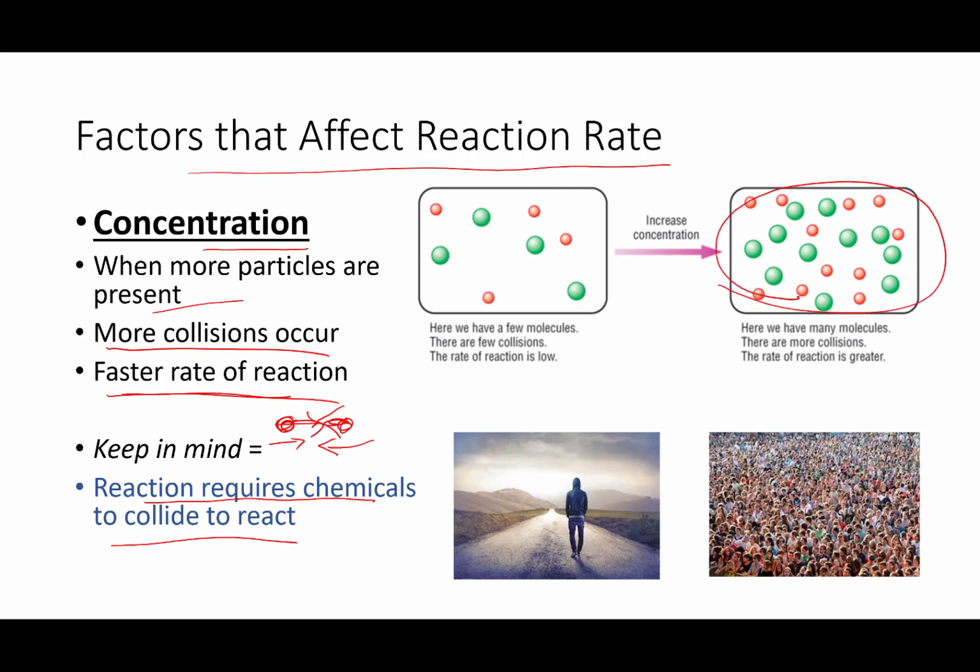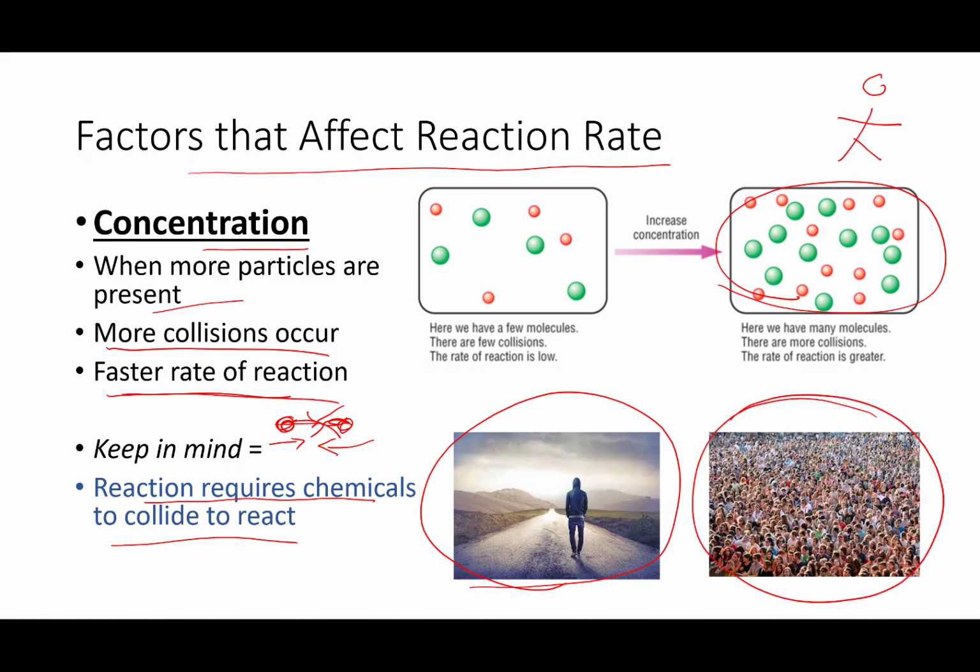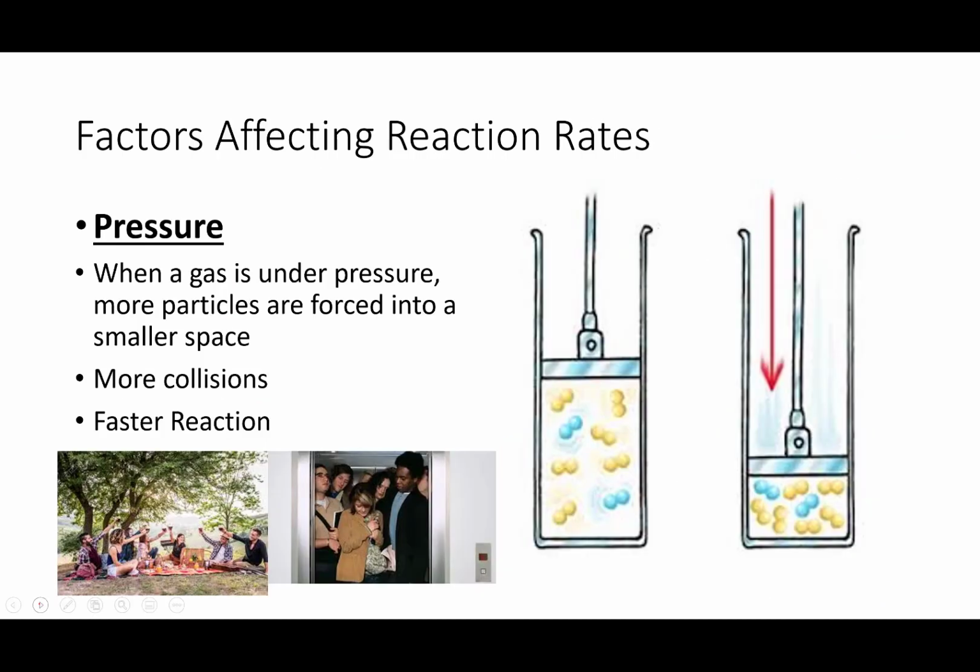Higher concentration means faster. So if you've got your chemicals all spread out, one over here and one way over here, there is very low chance that the chemicals are going to bump into each other. If you've got them packed tight like crowds at the Super Bowl, you are going to have a much better chance of a fast chemical reaction.